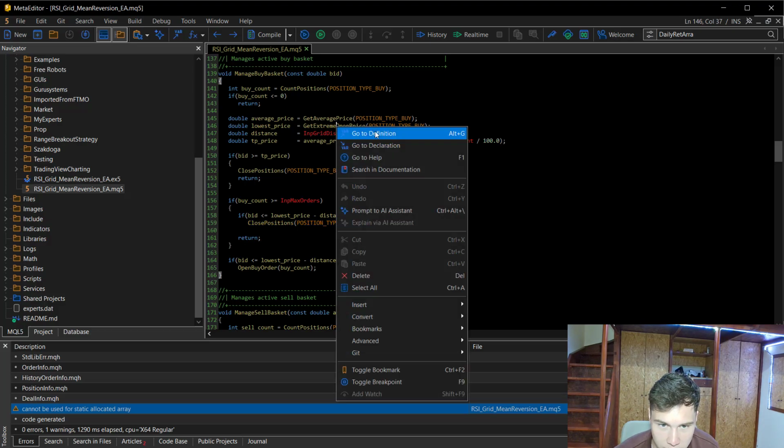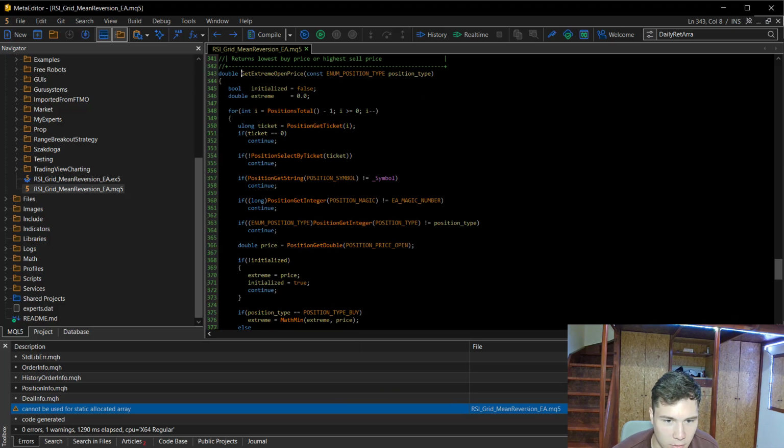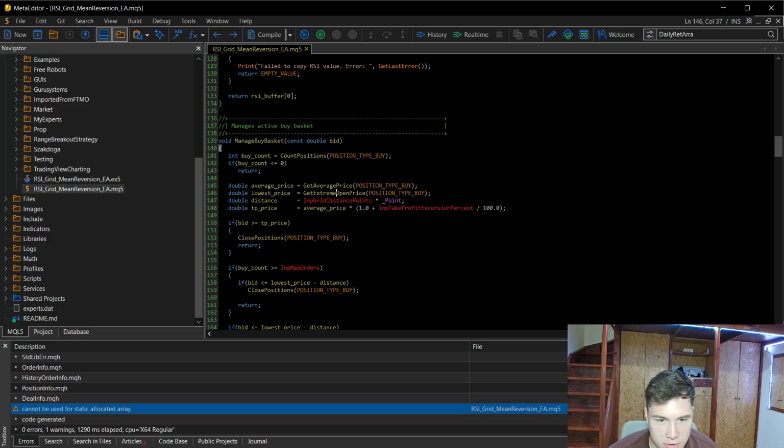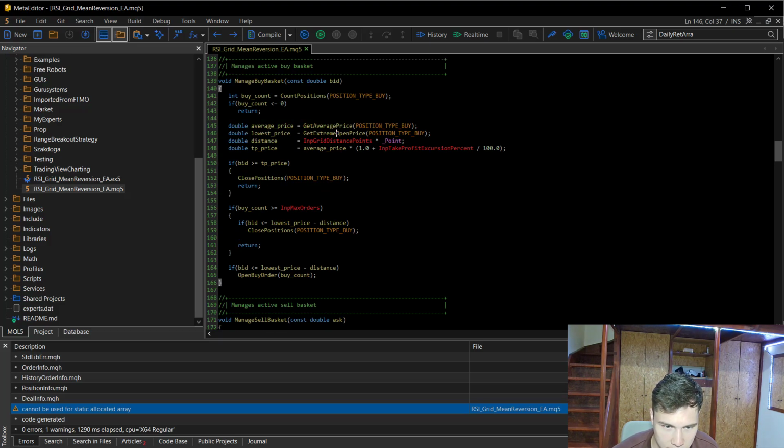We're getting it with a get extreme open price function. It also just loops through the positions, and we will get the extreme price for the buy positions, so the smallest price basically for the buy positions. I assume that it's the same. Basically, it's the same logic for the managed sell basket, just for the other direction. So it's pretty reasonable. I think it's pretty reasonable.